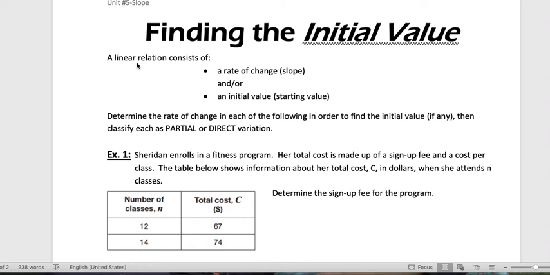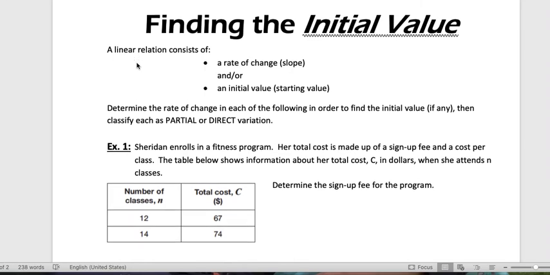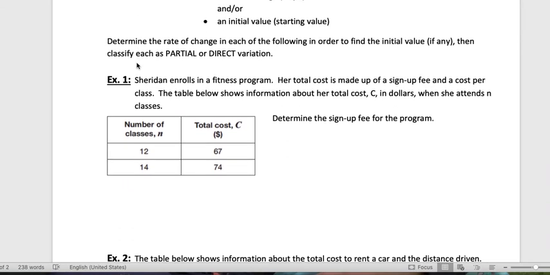Example 1 says Sheridan enrolls in a fitness program. Her total cost is made up of a sign-up fee and a cost per class. So that cost per class would be your rate of change. The sign-up fee would be the initial value. The table below shows information about her total cost C in dollars when she attends classes. It says to determine the sign-up fee for the program.